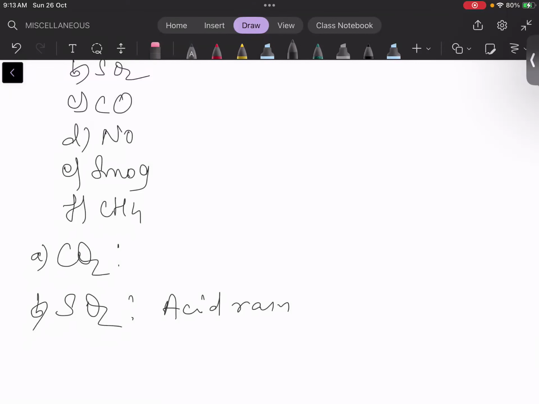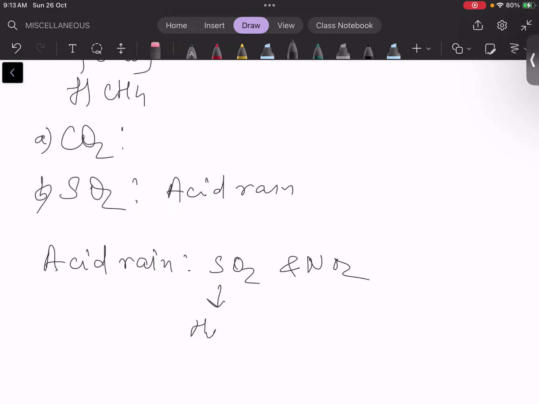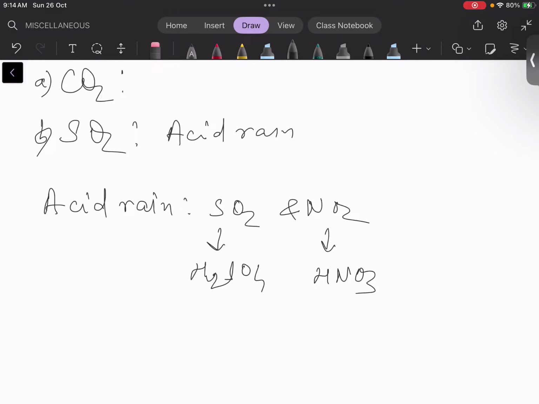Then what is acid rain? Generally, because of industries, SO2 and NO2 are released into the atmosphere. SO2 leads to the formation of sulfuric acid, H2SO4, and NO2 leads to the formation of nitric acid, HNO3. So these acids come down to the Earth's surface along with rain. That is rain containing acids in the form of H2SO4, HNO3, and weak carbonic acid. That is called what? Acid rain.